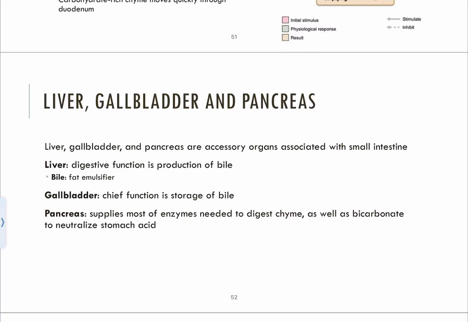Okay, so now moving on to some accessory organs, we're going to talk about the liver and the pancreas and the gallbladder. So these are accessory organs that are associated with the small intestine.